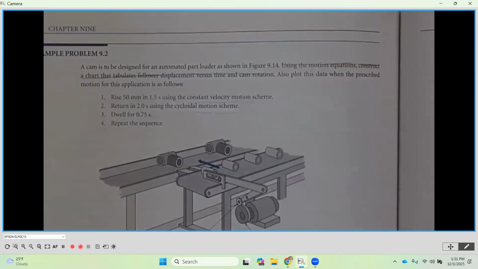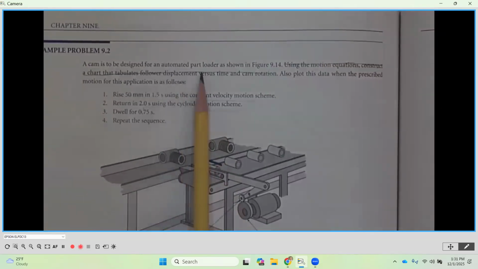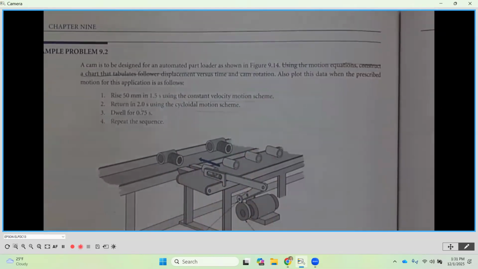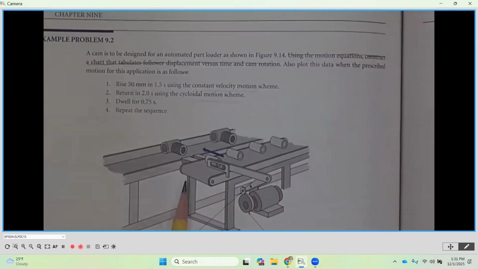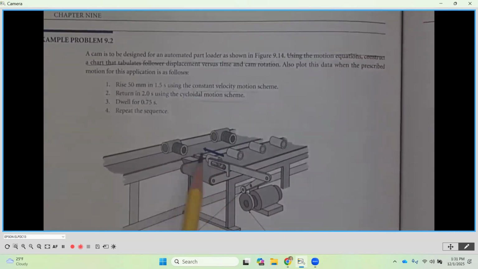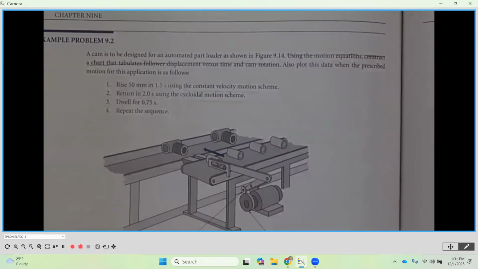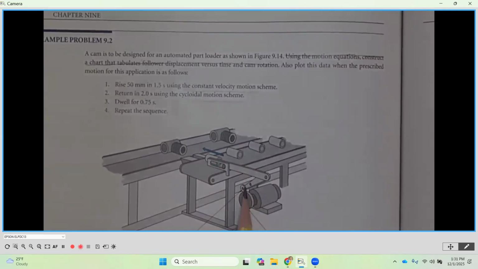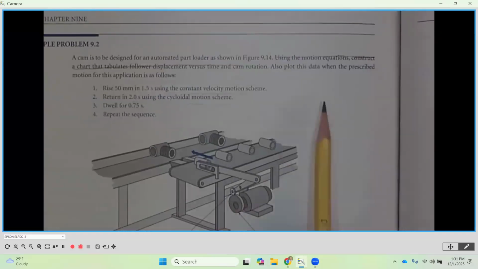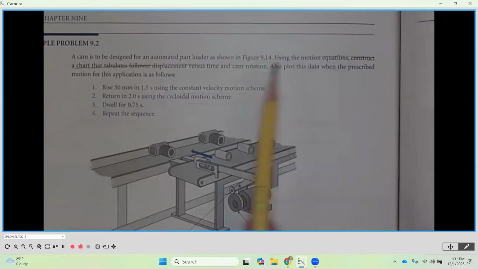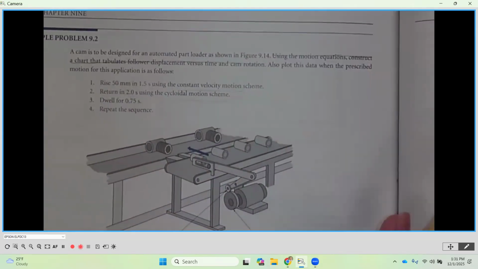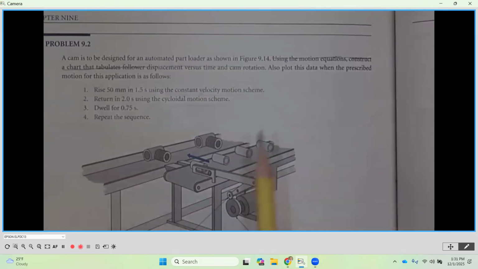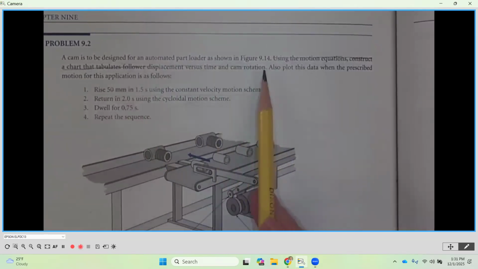What we're going to do is a cam is to be designed for an automated part loader as shown down here. Basically, this is going to push in and out, in and out, in and out. Here's the rotation, here's the cam, and then here's our follower. Now it says using the motion equations, construct the chart that tabulates follower displacement versus time and cam rotation. You are not doing that. I crossed that out.